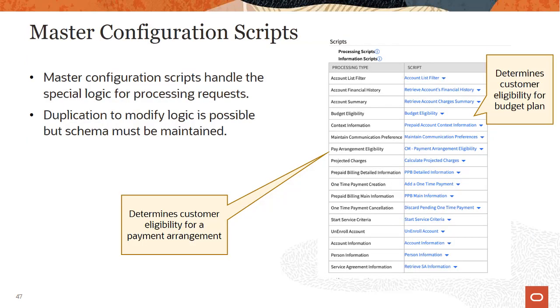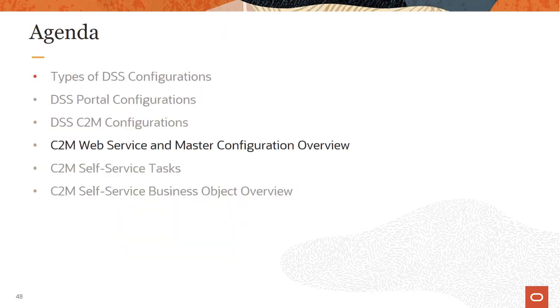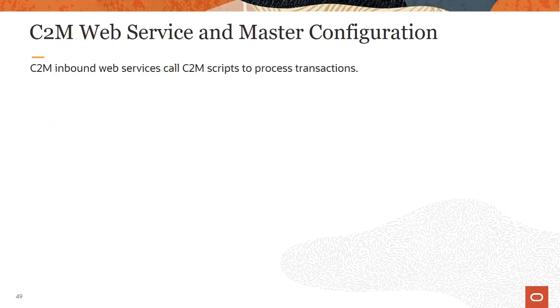DSS relies on master configuration scripts to handle special logic for processing transactions and requests. DSS also supports customer-modified or duplicated scripts for unique utility processes if the correct schema is maintained. Now let's discuss at a high level the C2M web service and master configuration. C2M inbound web services call C2M scripts to process transactions. The C2M scripts contain the business logic of digital self-service.